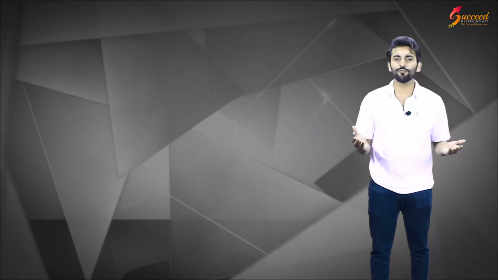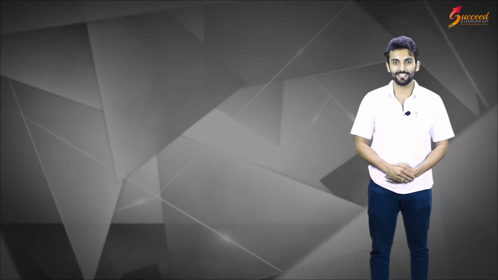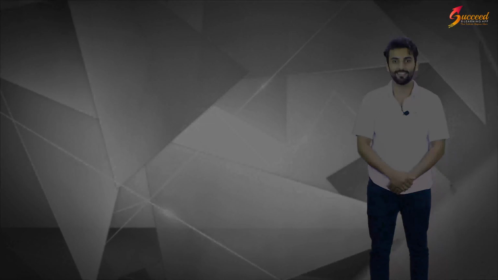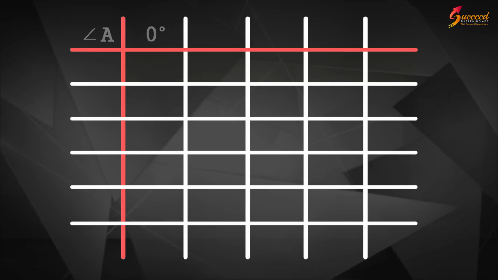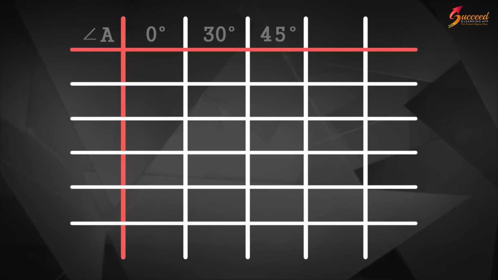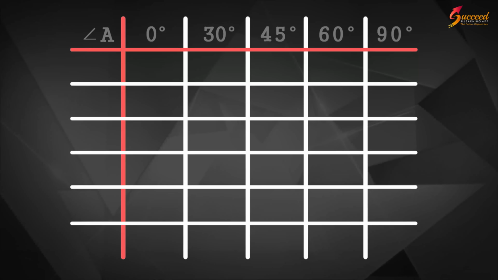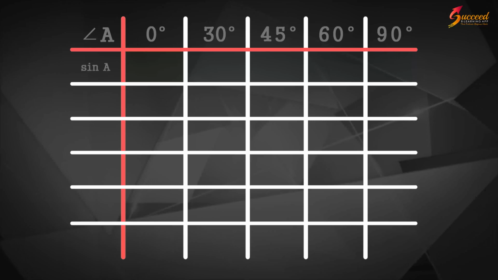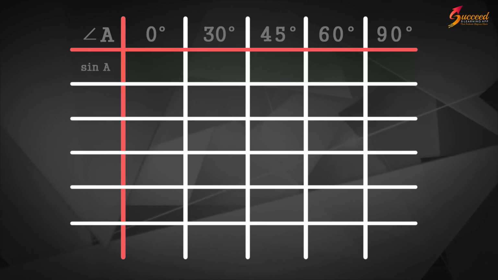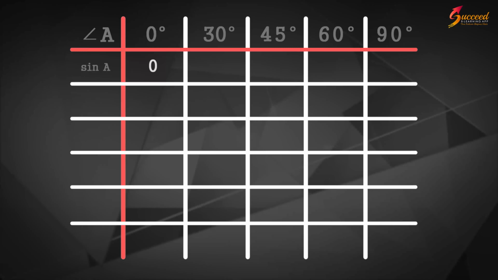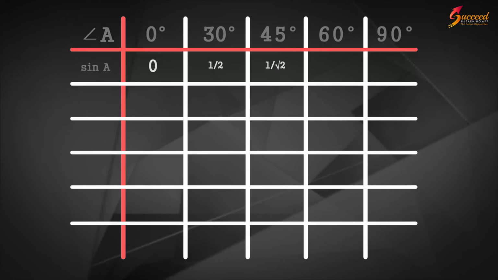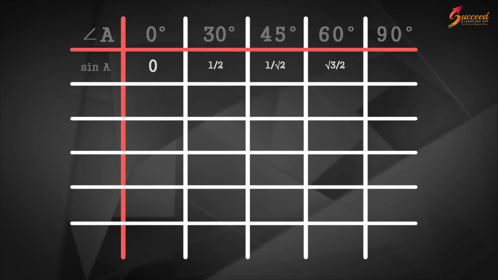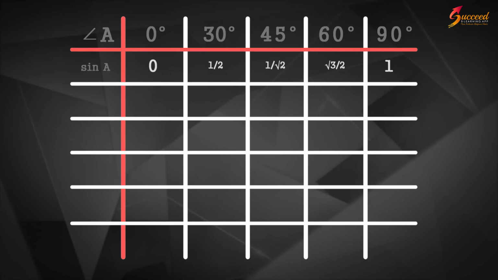Let us see the table of all trigonometric ratios. Displaying the table. The table consists of angle A, for which the angles are 0 degree, 30 degree, 45 degree, 60 degree and 90 degree. Let us see the trigonometric ratios for this. Sin A: sin 0 degree is equal to 0, sin 30 degree is equal to 1 by 2, sin 45 degree is equal to 1 by root 2, sin 60 degree is equal to root 3 by 2, sin 90 degree is equal to 1.